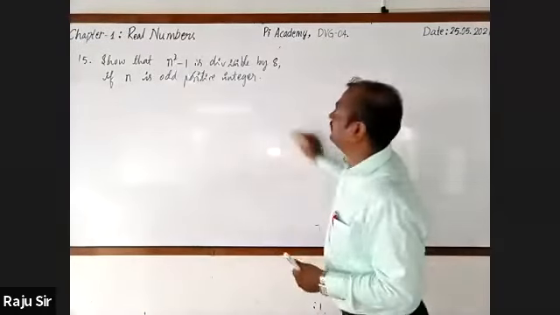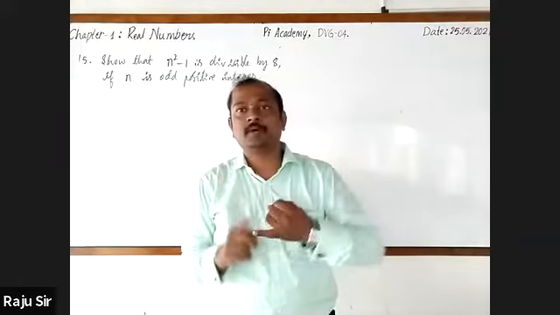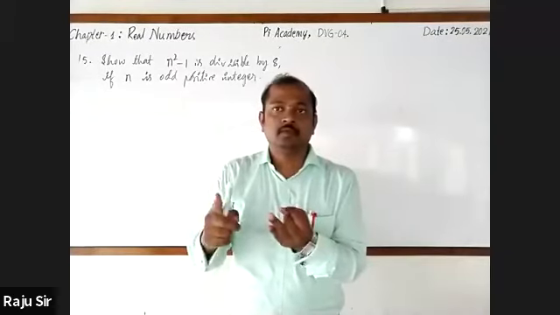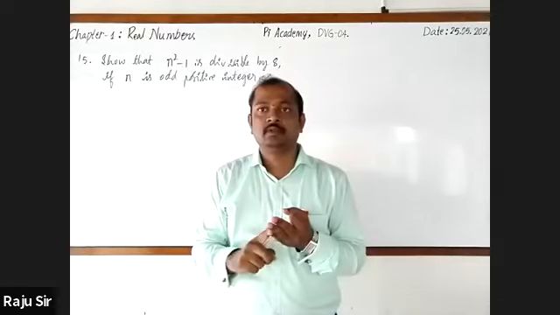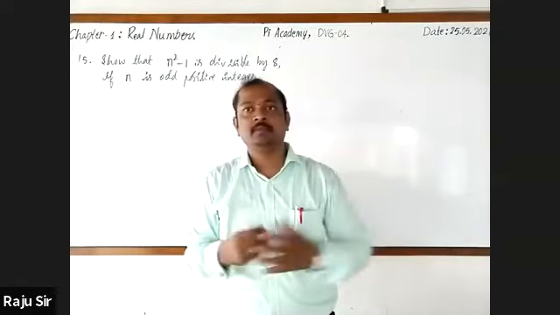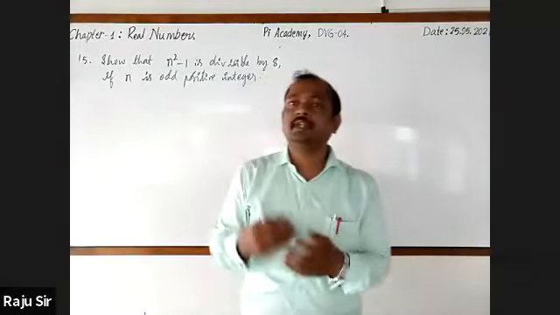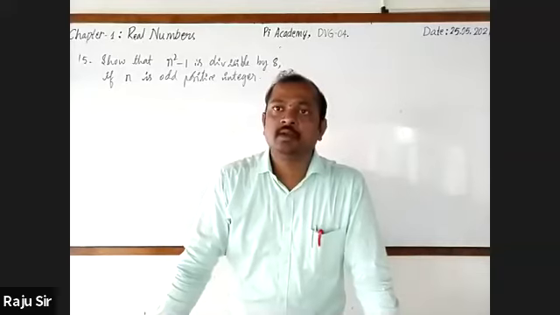Then, here what is given? Show that n square minus 1 is divisible by 8 if n is odd positive integer. Dear students, you all know that odd positive integers are of the form 2q plus 1 or 2q plus 3, 4q plus 1, 4q plus 3. Please don't write. Listen to me. Then 6q plus 1, 6q plus 3, 6q plus 5. Many are there. Is it not? I go for taking the suitable one. Then could you tell which one can be taken as odd positive integer?